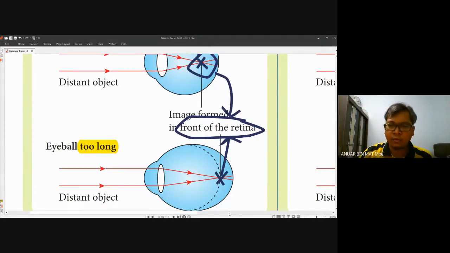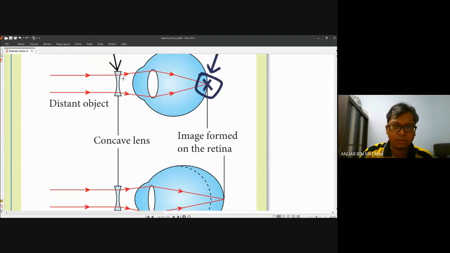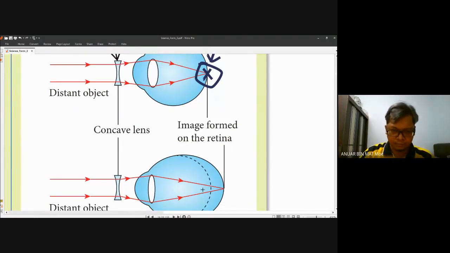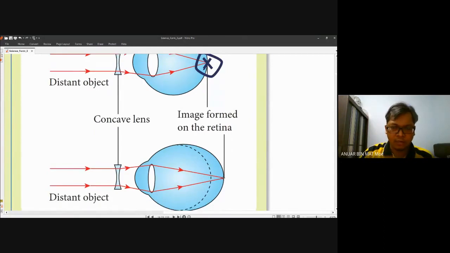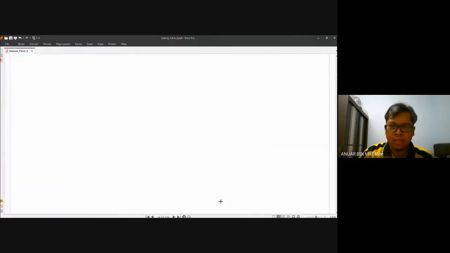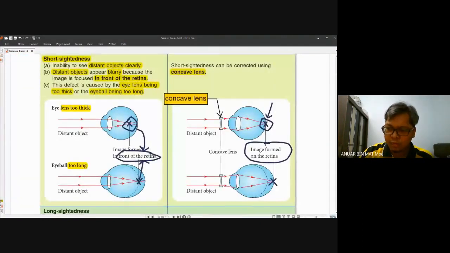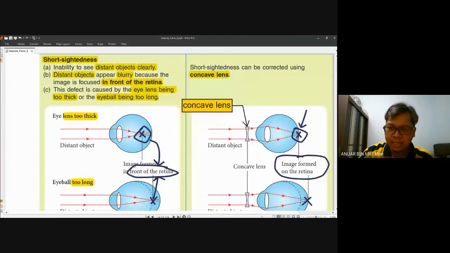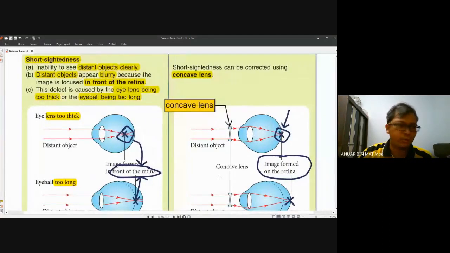That's why you need to use a concave lens to correct the vision. Make sure the image forms on the retina. When the image forms on the retina, then you can see the object clearly. If not, you cannot see clearly, and the image you see will become blurry. Dia akan kabur.